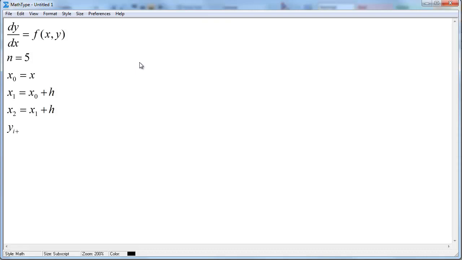We have y i plus 1 equal to y i plus h times k i, where k i is basically this function at x i, y i. So this is the approximating output.